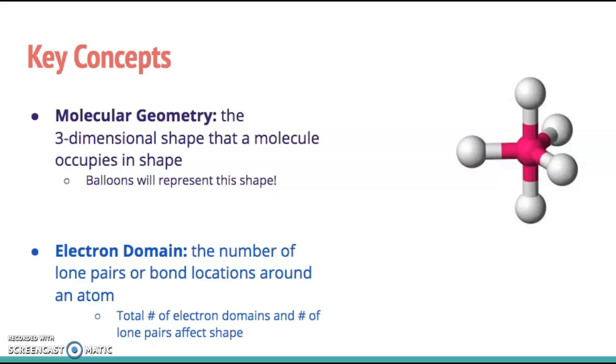We also need to understand electron domain, which is the number of lone pairs or bond locations around an atom. So the total number of electron domains will affect the shape that the molecule takes, and also the number of lone pairs that are present. So we have an example over here. If we look at this molecule, we would see that there's 1, 2, 3, 4, 5 different electron domains connected to this main central atom here.